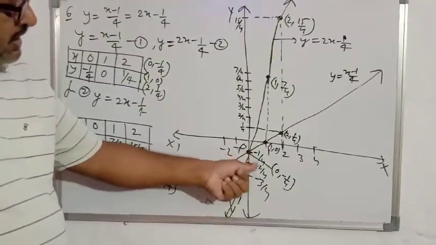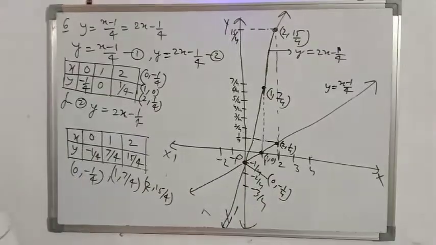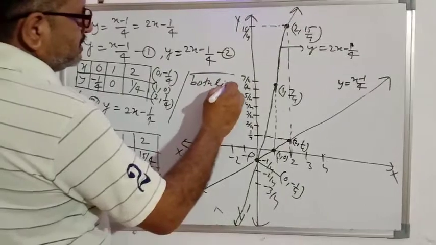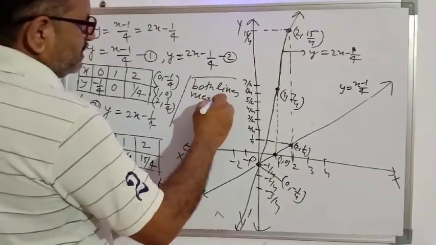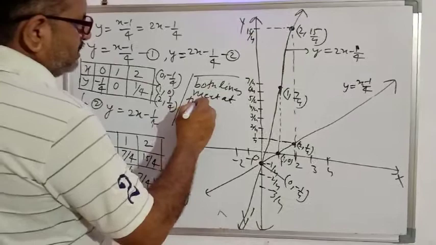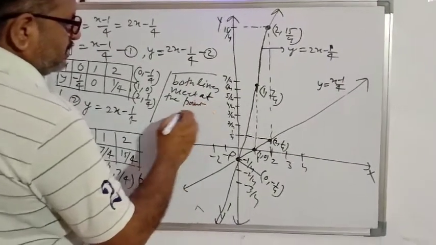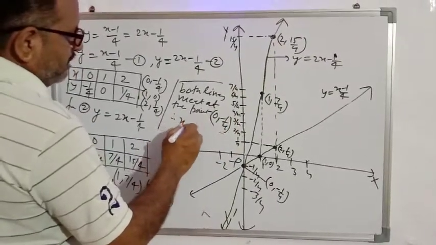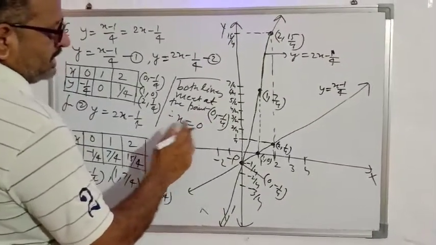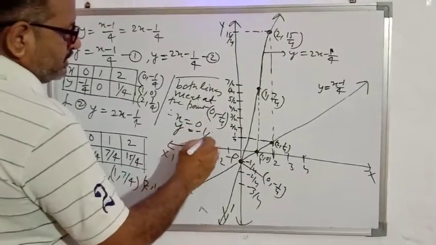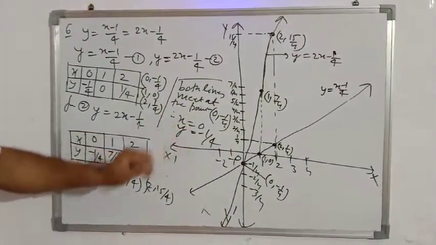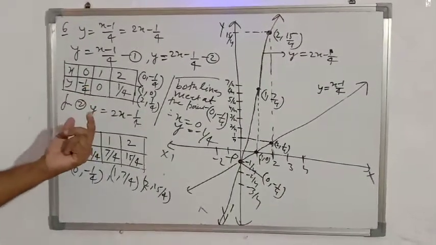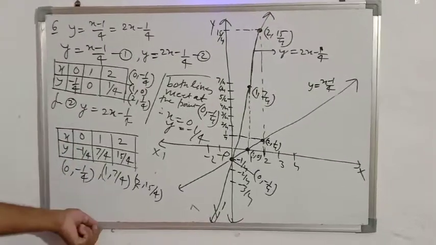We see that both intersect at the point 0, minus 1 by 4. So we can write both lines meet at the point 0 comma minus 1 by 4. Therefore the value of x is 0. First component means x, second component means y. So x is 0 and y is equal to minus 1 by 4. So in this way you can solve graphically the system of simultaneous linear equations.